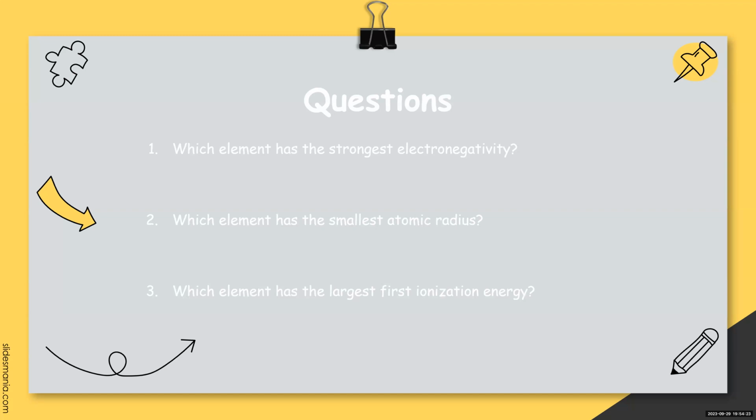All right. And final question, which element has the largest first ionization energy? William, nice job. Yeah, you got it all correct. All right. I think that's it for chemistry today.